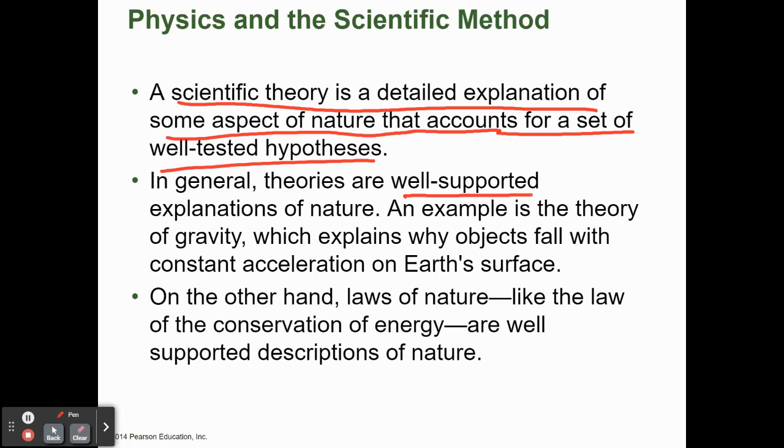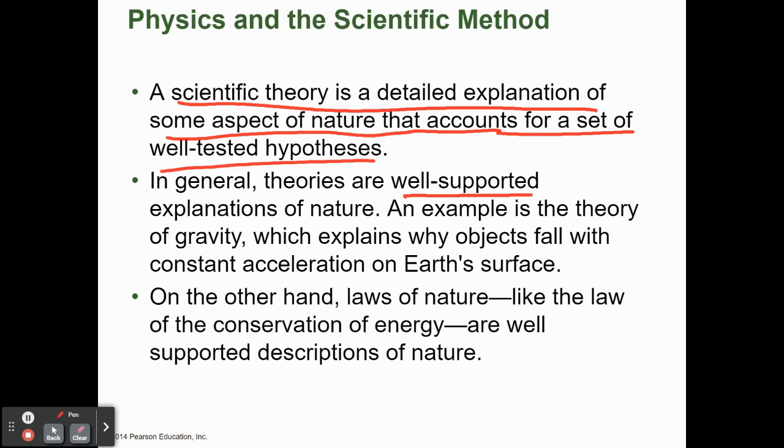Now, this was a little confusing to me at first, so I actually had to do a little research about it, because the example they give in the book is about gravity. Well, I always thought of gravity more as a law, like it's not going to change. But there are two aspects of gravity that they're looking at. One aspect of gravity holds as a scientific theory, whereas the other aspect holds as a law. And we'll get into that in just a second.